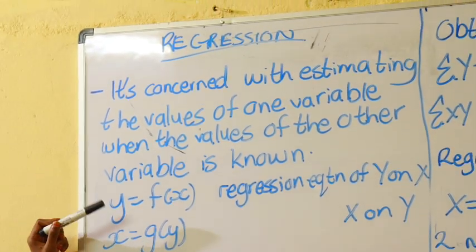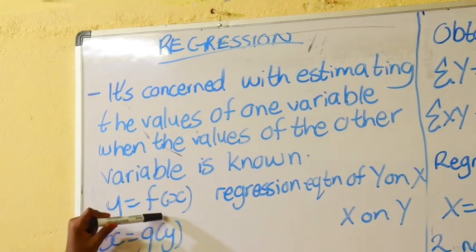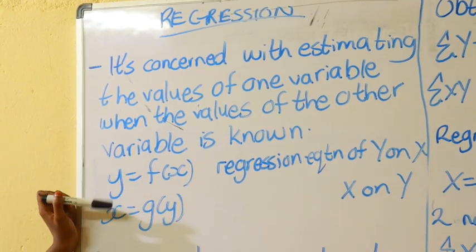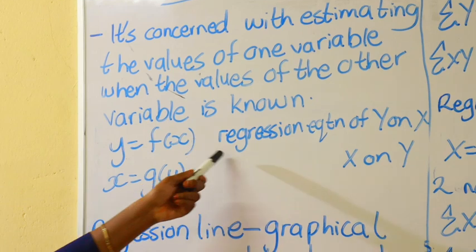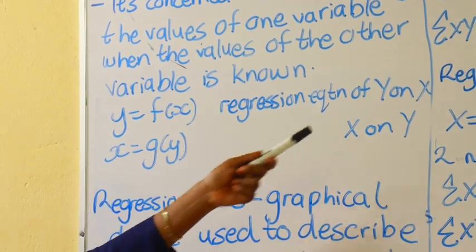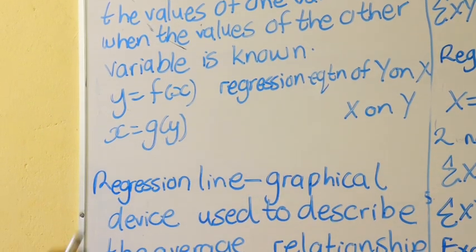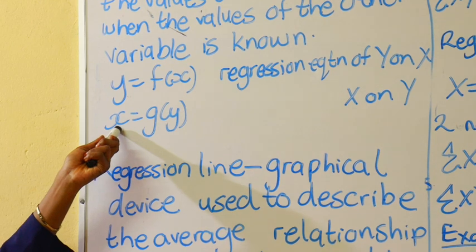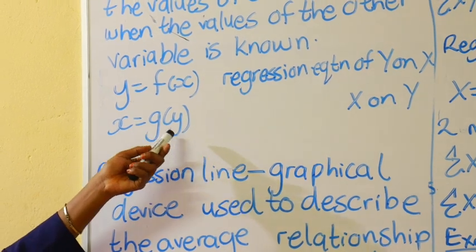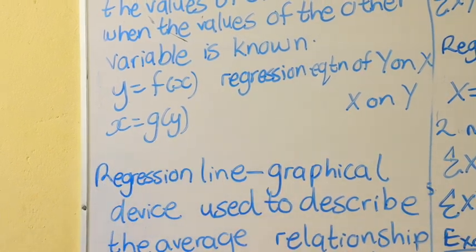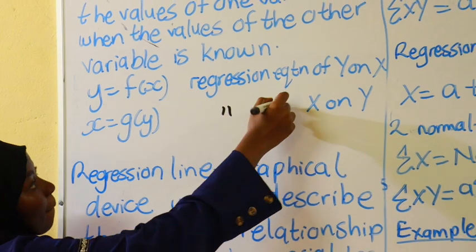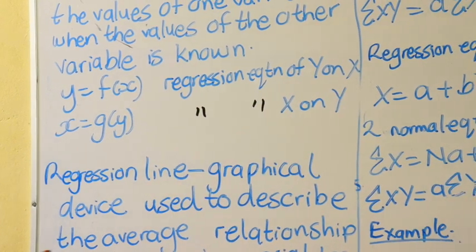So this equation y is equal to f of x, where f of x is a function, means the regression equation of y on x. If x is the dependent variable, x is equal to g of y. This is the regression equation of x on y.